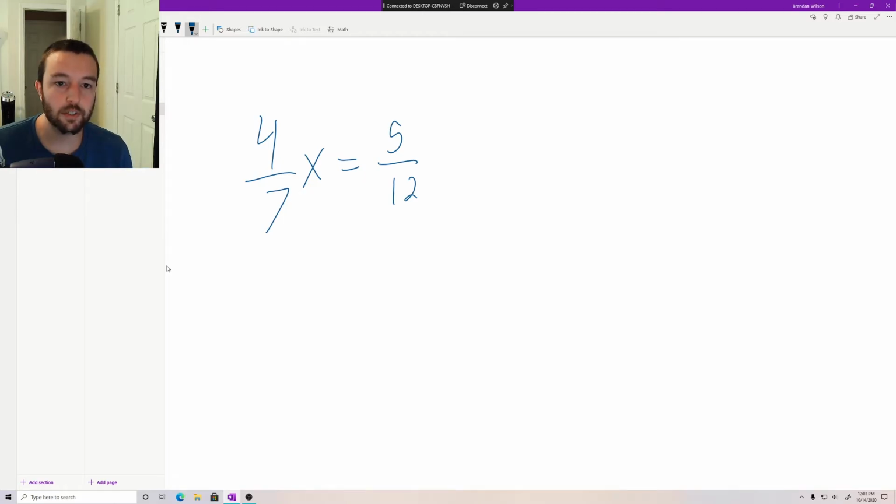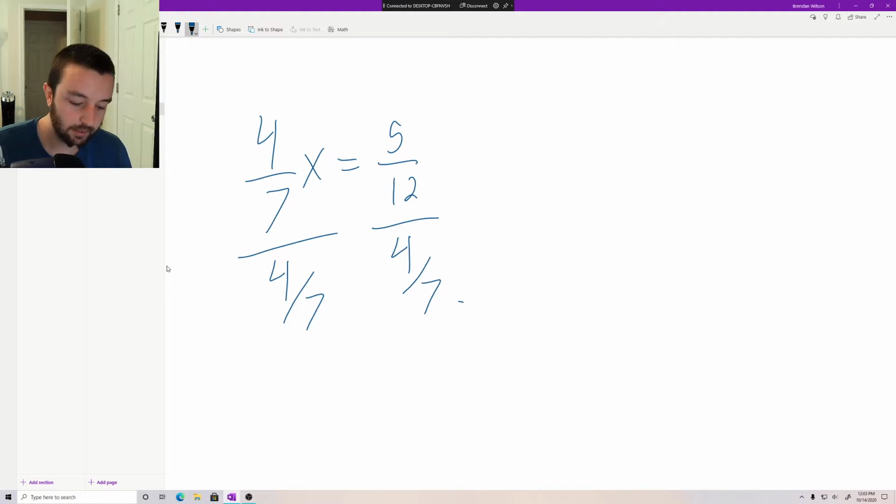Like essentially we can either do this in one step or in 2 steps. If we want to do it in one step, which I think is maybe more natural, recognize that we're doing 4/7 times x. Okay, it's a fraction, but regardless, what do we do when we want to get rid of something being multiplied by the x? We should divide both sides by that number. If we divide both sides by 4/7, even though they're both fractions, 4/7 divided by 4/7 is still going to give us 1, because anything divided by itself is going to give us 1.